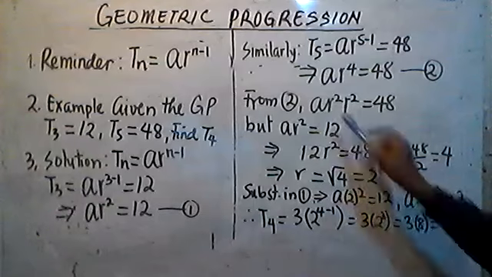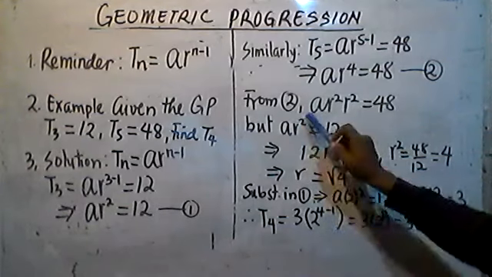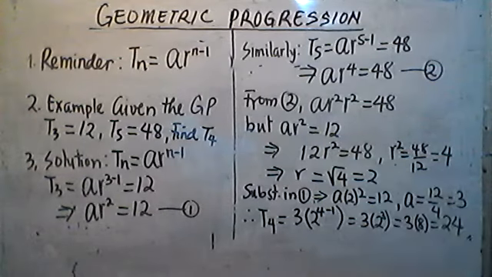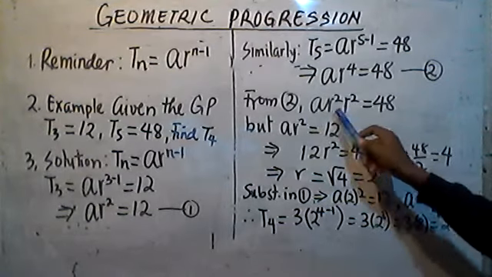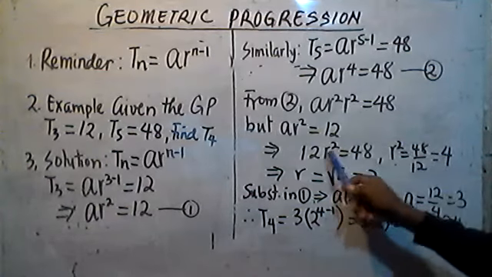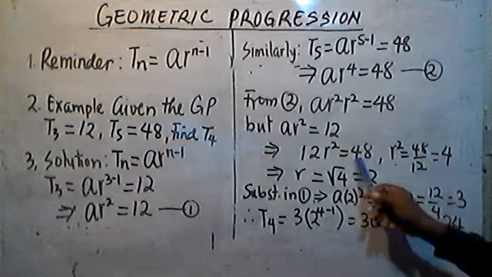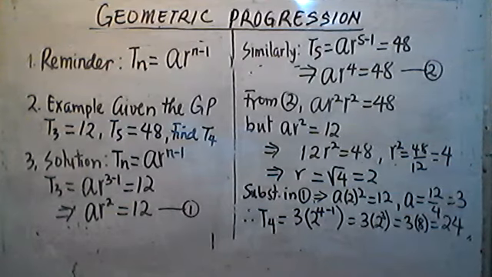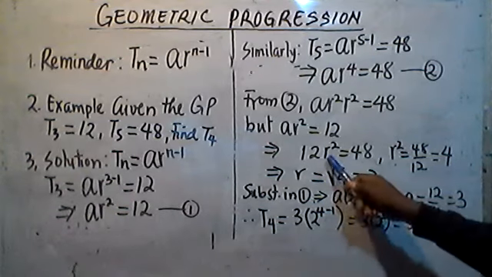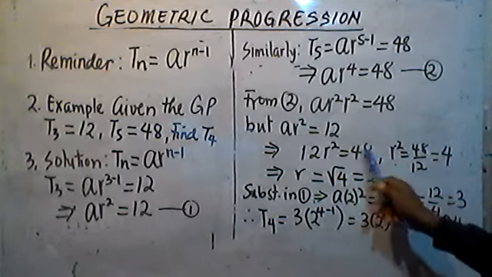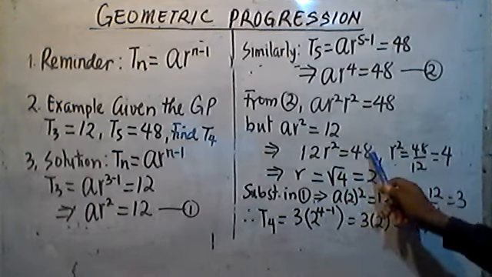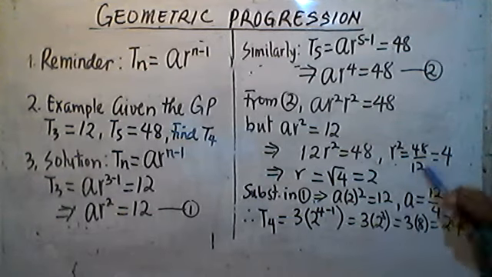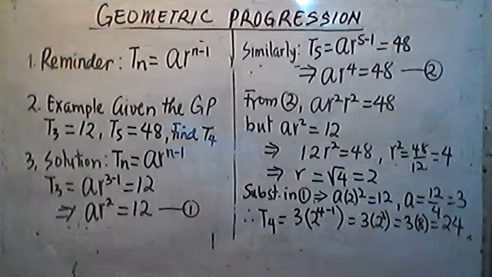Now, ar squared is equal to 12, so in place of ar squared here, we replace it by 12. So it now becomes 12r squared equals 48. And then, to get r squared, you divide both sides by 12. That gives you r squared is equal to 48 divided by 12, and if you simplify that, you have 4.